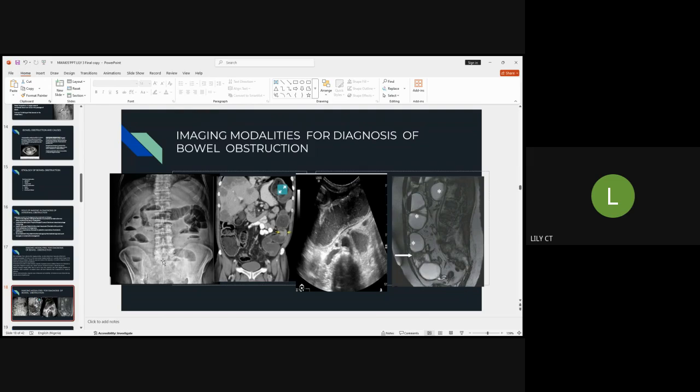So here we have the image of different modalities. We have first an X-ray image showing air fluid levels and dilated bowel loops. We have this showing an obstruction here due to a mass, we have an ultrasound image showing the small intestine measuring greater than 3 cm, and then we have an MRI image.